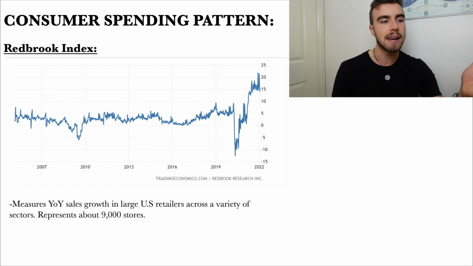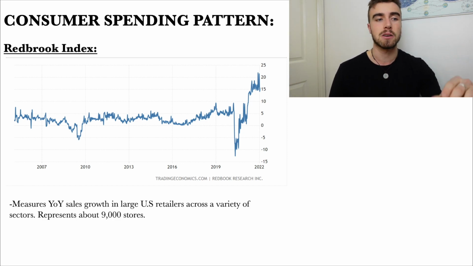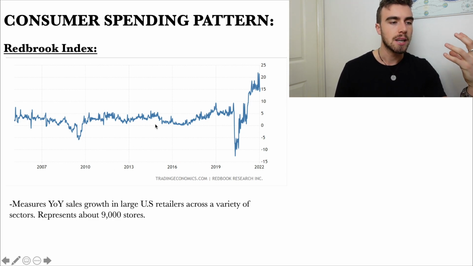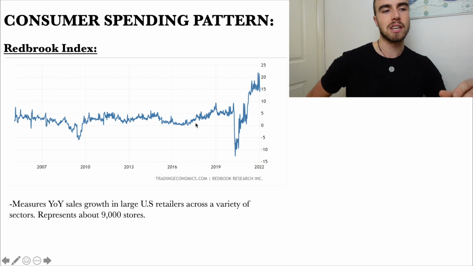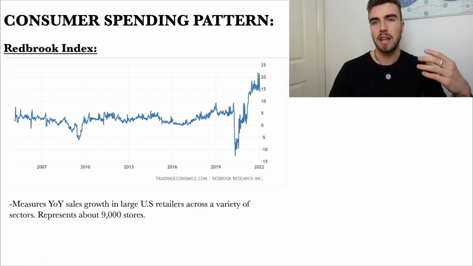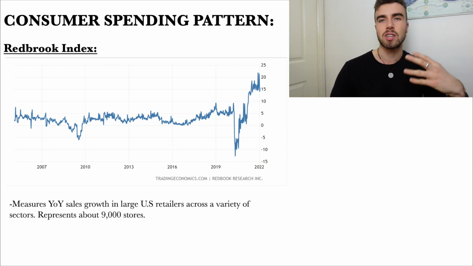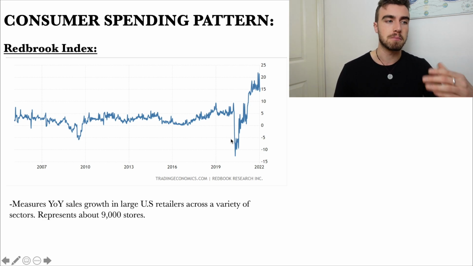So here's the Redbook Index, and that measures year-on-year sales growth in the US across a variety of sectors. In the kind of the large stores, it represents 9,000. And what you can see is usually the turnover in terms of this sales growth is somewhere between like 0 and 8%, depending on the macroeconomic conditions. But obviously it dropped in COVID. People were very anxious and they were saving money for a little bit. And then as this stimulus kept coming, as the market started to recover, as we got vaccines, as people realized, okay, COVID could have been much more serious than it actually turned out to be, people started spending much more.